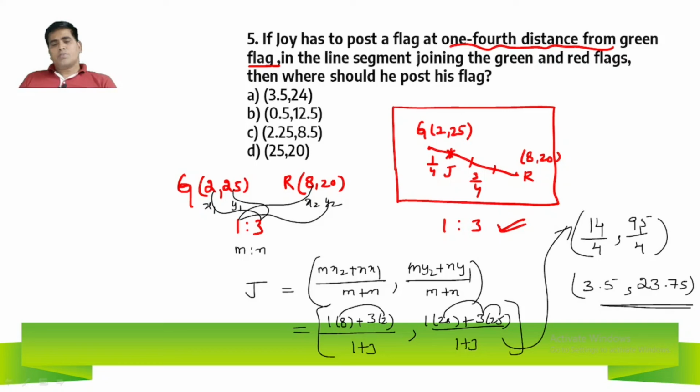So this is the answer we are getting. I think here we don't have any matching option. Might be A will be the right option here. This might be a printing mistake. So 23.75 should be here as the ordinate. We can change the ordinate to 23.75. So here the best option to choose is A.